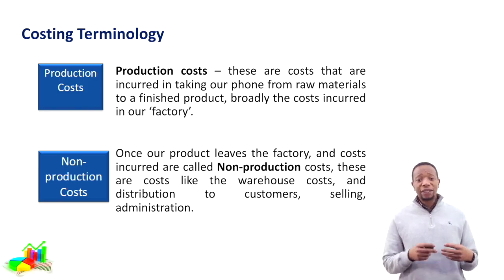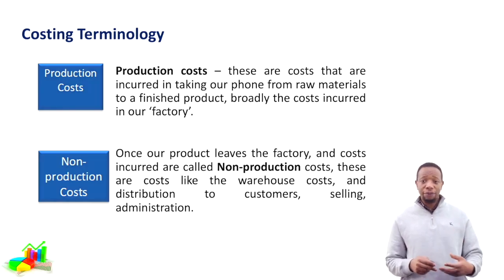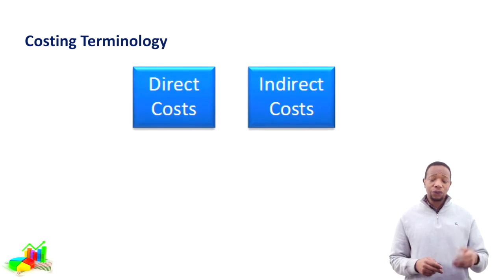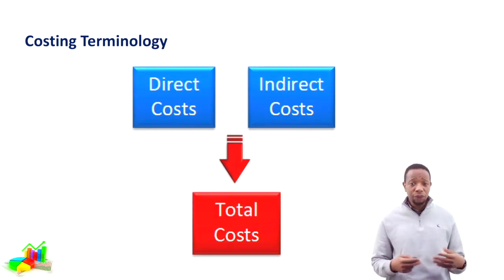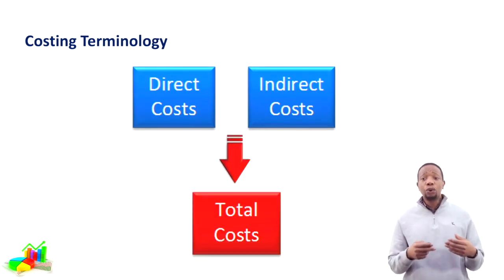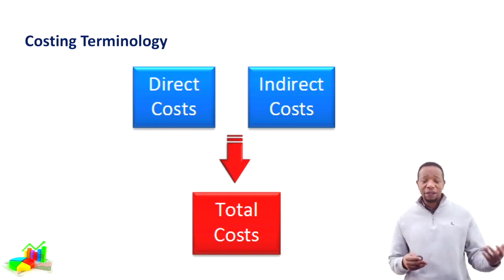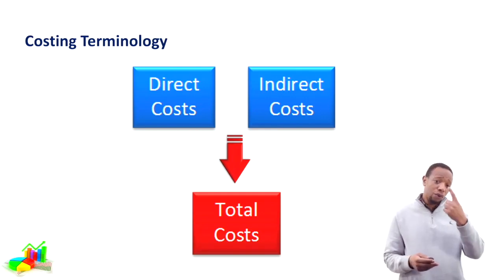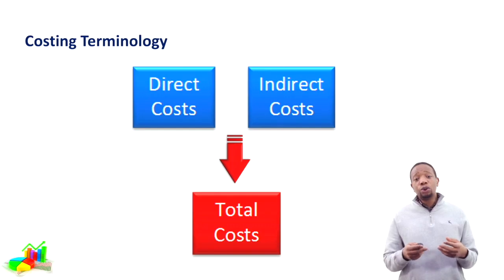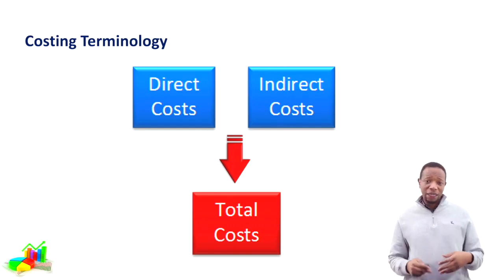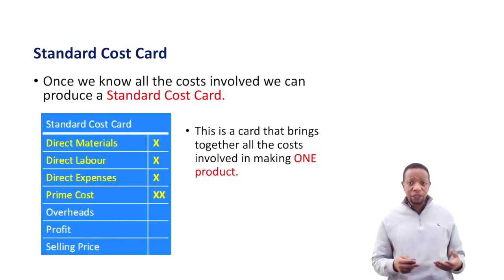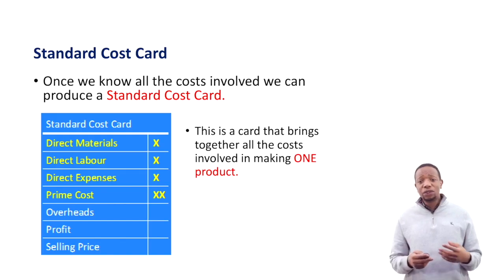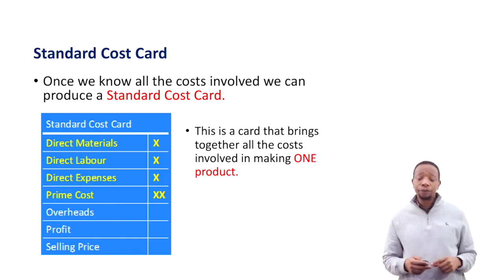Now, why we want to understand this is we want to be able to trace them. Once we have our direct costs, our indirect costs, we add them together, we get the total cost. Once we know what the total costs are, we can now divide them maybe by the number of units we're selling so that we know how much it costs for the one product. This would go in the standard cost card, and it looks something like this. Standard cost card mainly is just looking at the cost of one product. In our case, it was the one phone.